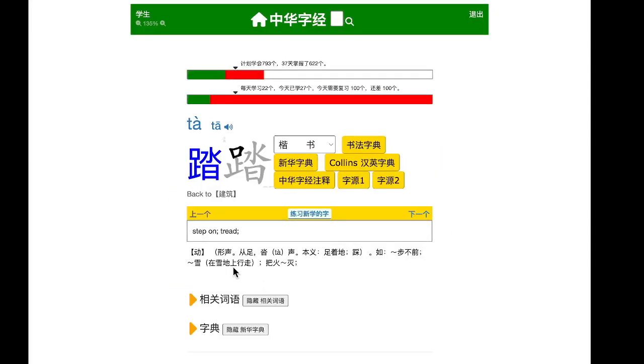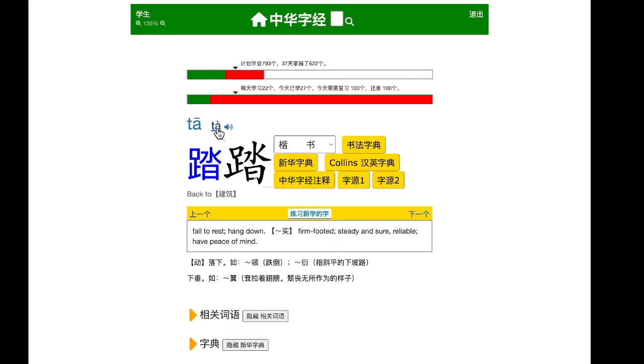踏, you got a foot on the side. 踏 means to step on or tread. Got another reading. 踏. This 踏 means fall to rest or hang down. So this is the 踏 in the very common word 踏实. 踏实, which means firm-footed, steady and sure, reliable, or having peace of mind. 踏实.